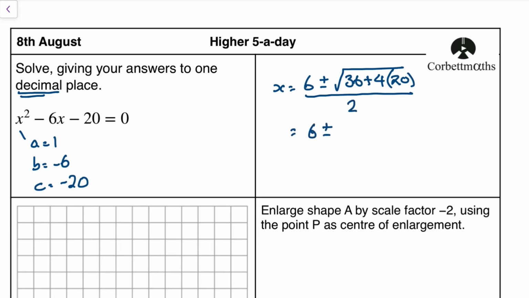Let's neaten this up slightly. So that's going to be 6 plus minus the square root of, well, 36 plus 80 is going to give me 116. Divide all that by 2, and then get my calculator out. So answer 1 is going to be 8.4. What's it want? One decimal place. So 8.4. And if I do the minus version, that's going to be minus 2.4. And that is it. Quick check. So I solved, giving you answers to one decimal place. I've done that. Question done.